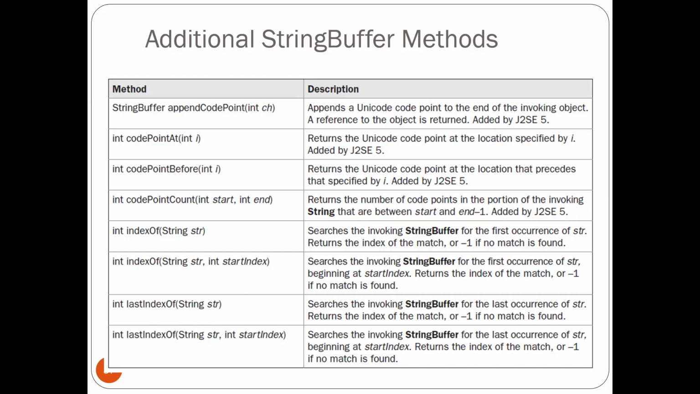So if the substring is not found in the string buffer, then it will return -1. Then indexOf with a string and a starting index. This method specifies where we have to search. By default, the searching will start at the 0th index. If we don't want it to start at 0, but at some other location, then we can specify the starting index also. So from this starting index, searching will take place.